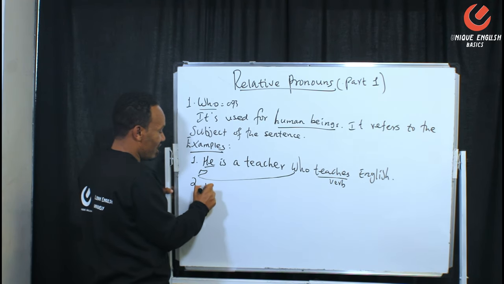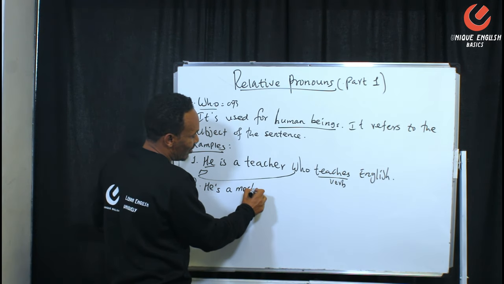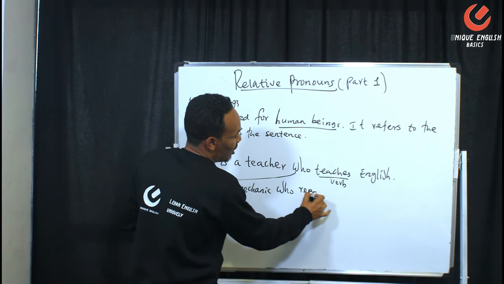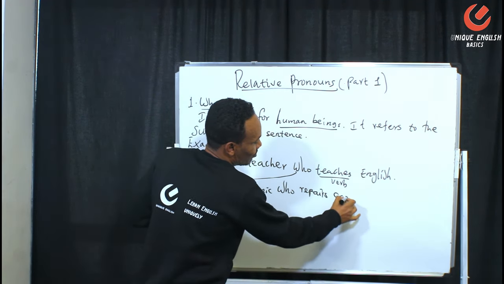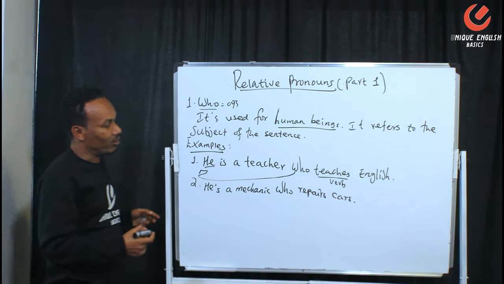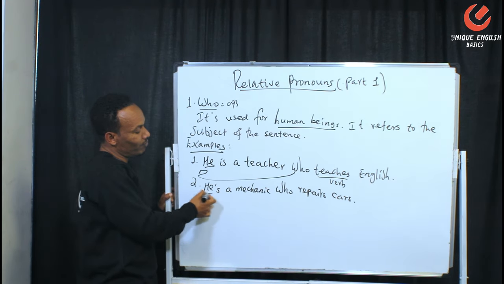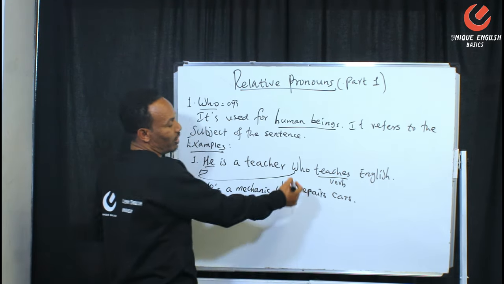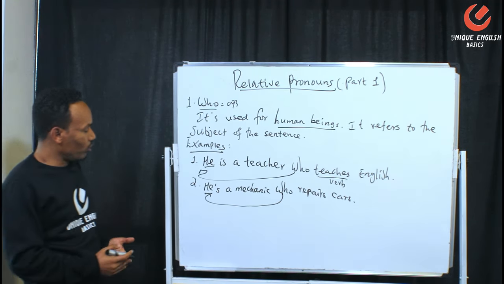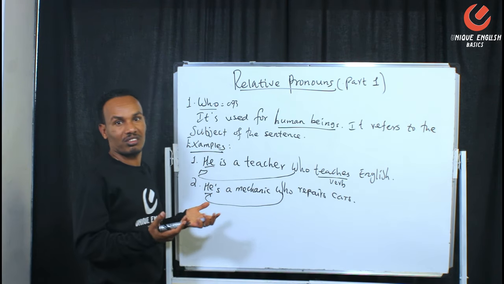Or if you say this: He is a mechanic. He is what? A mechanic. Who repairs cars. Who repairs what? Cars. So what is the subject of the sentence? He. So who refers to the subject, yes or no? So he is a mechanic who repairs cars.